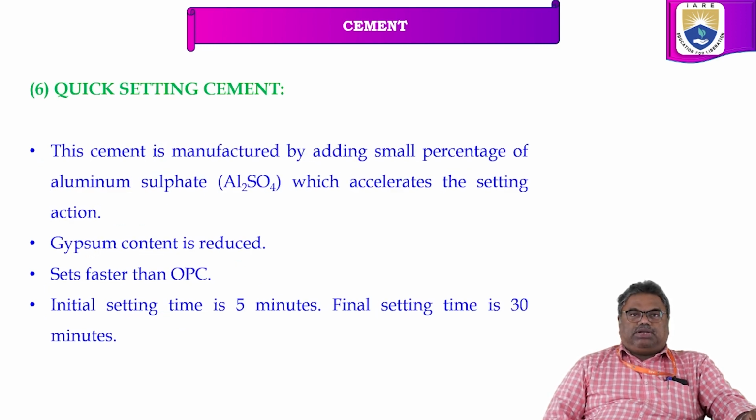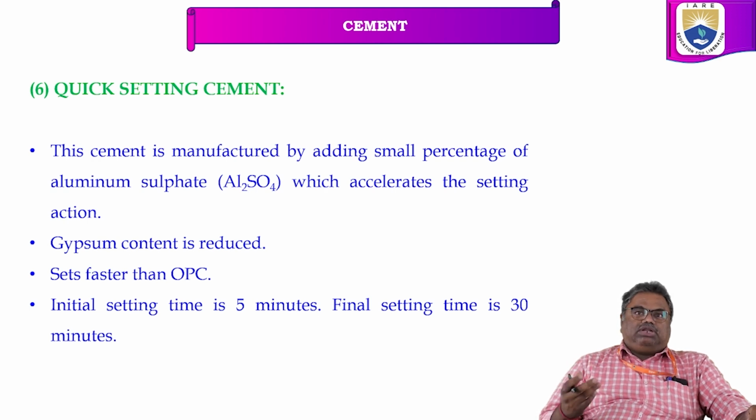Quick setting cement. This cement is manufactured by adding a small percentage of aluminum sulfate, Al2SO4, which accelerates the setting action. So here for the cement, we are improving the setting time.